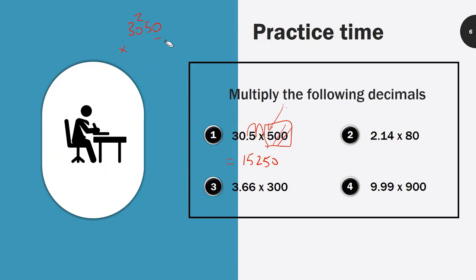Now, you can do this a few different ways. You could say, oh, sorry, Mr. Wheel, that doesn't really make sense to me, which is fine. And you could just do 305 times 500 and then put your decimal point back in at the end. That would work as well.